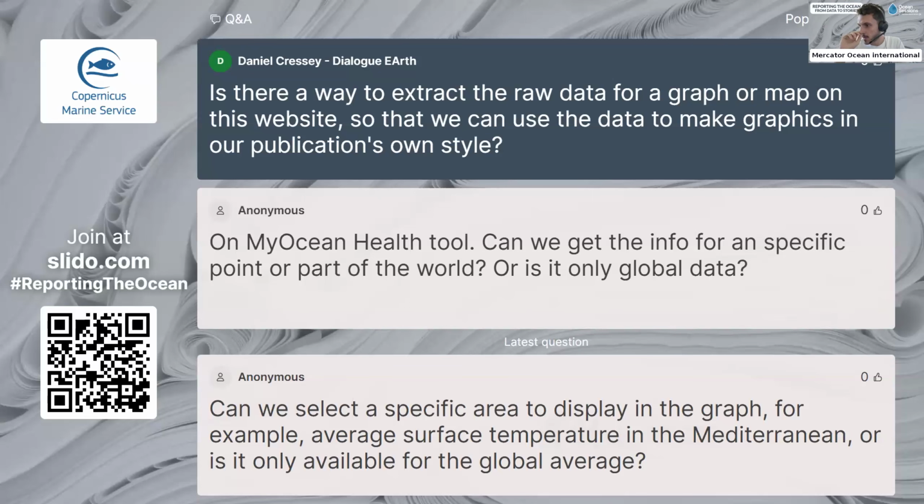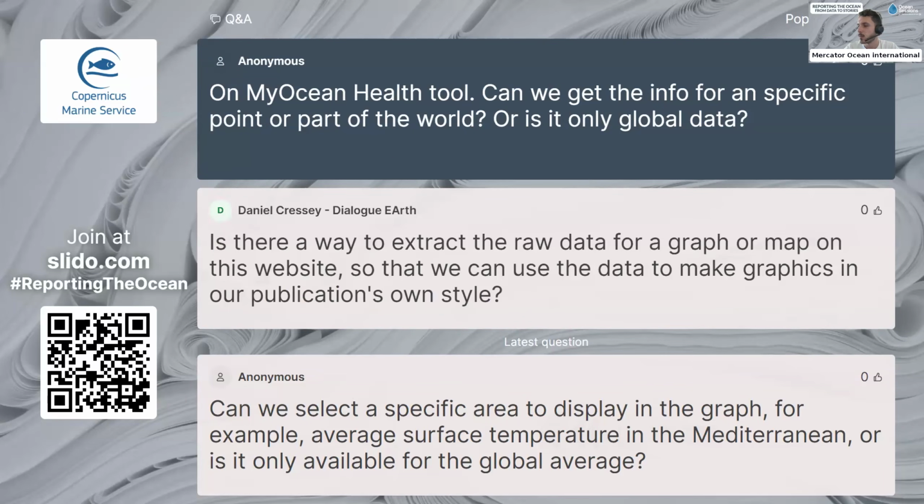For the first question, is there a way to extract the raw data for a graph or map on My Ocean Health so that we can use the data to make graphics in our publication's own style? We are currently working on integrating that feature. This is the first version of My Ocean Health, and we are working on different features, and this is one of them. We definitely want to integrate it as an option to also download the raw data, because we understand that it is important for you to have, for example, your own graphics and your own branding, if you come from a specific media outlet. So it's something that will come up very, very soon. Nice.